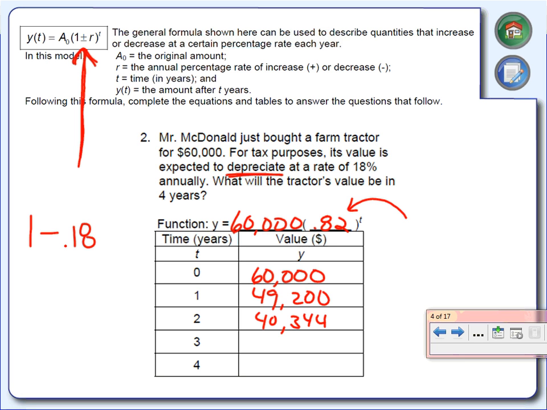40,344. 33,082. Good. And the last one? 27,127. There it is.